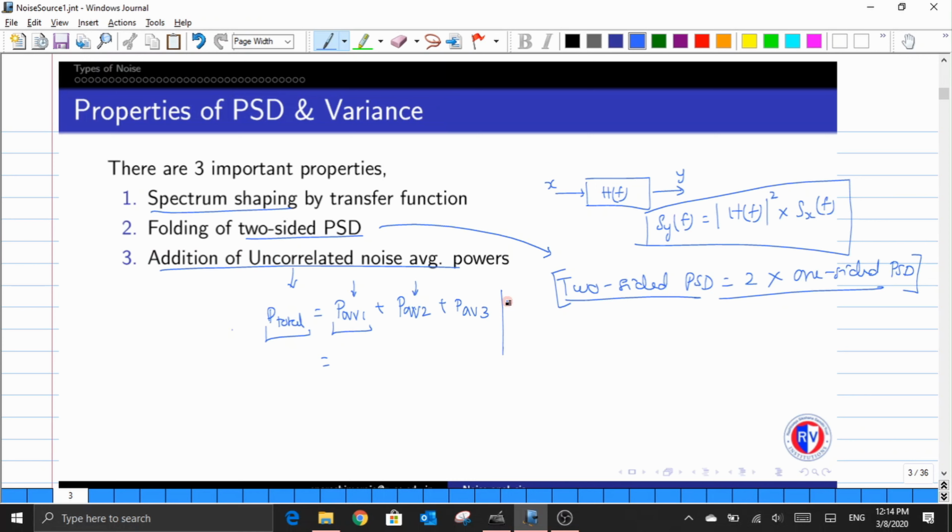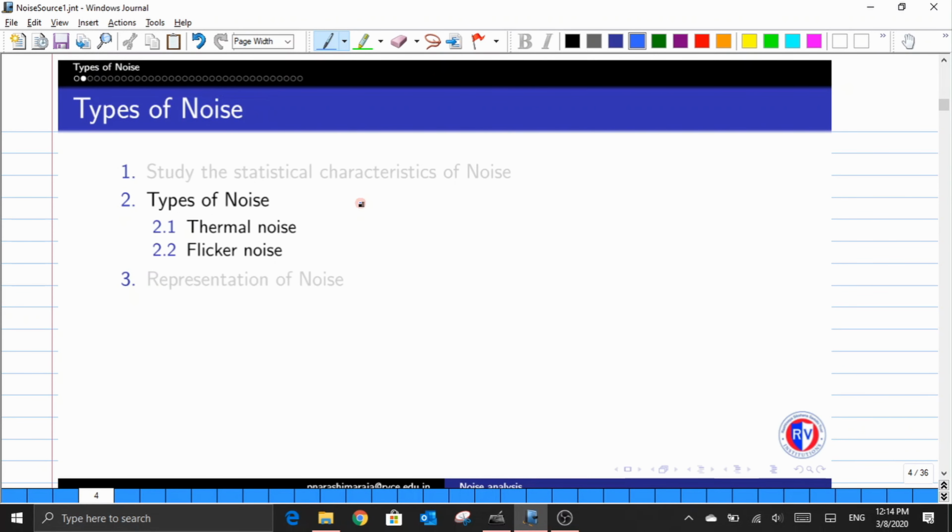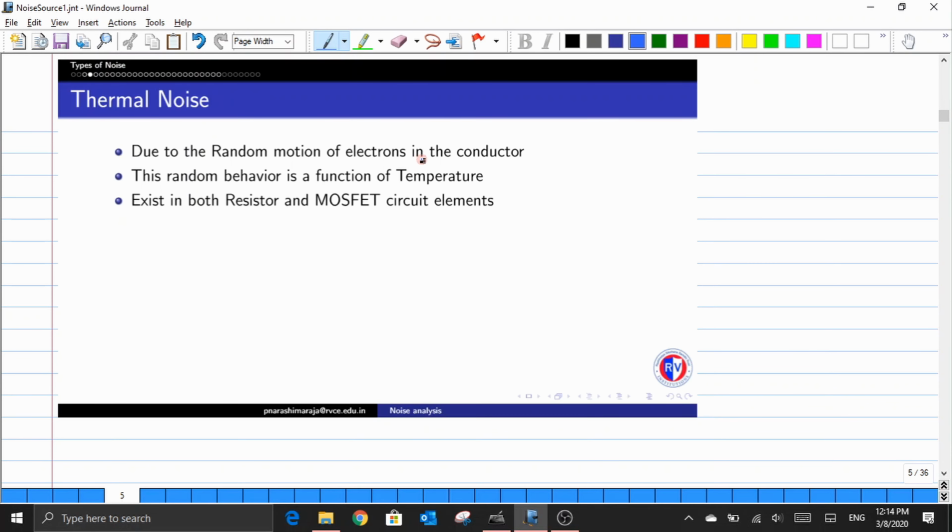Now let us come back to our discussion about different types of noises in CMOS circuits. One could broadly classify the type of noise that exists in MOS transistor circuits into two categories. One we call thermal noise, the other one is flicker noise. In this video, first we'll discuss thermal noise, and in the next video we'll discuss flicker noise. Now let us try to understand what this thermal noise is.